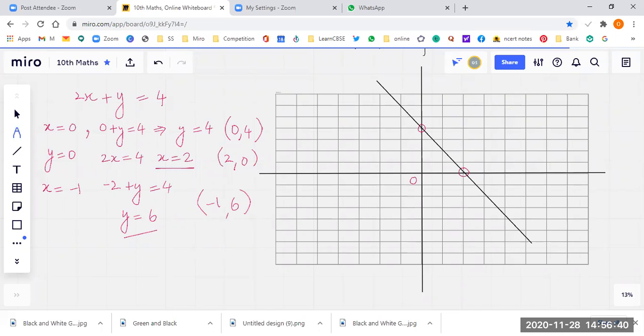Now I will see. What do you think, students? Whether this point is a solution of the line? Do you think this point will be on the line or not? This point definitely will be on the line. So you see, students, this is x is equal to -1, and where is y 6? 1, 2, 3, 4, 5, 6. This is 6. And this point, -1, 6, lies on the line.